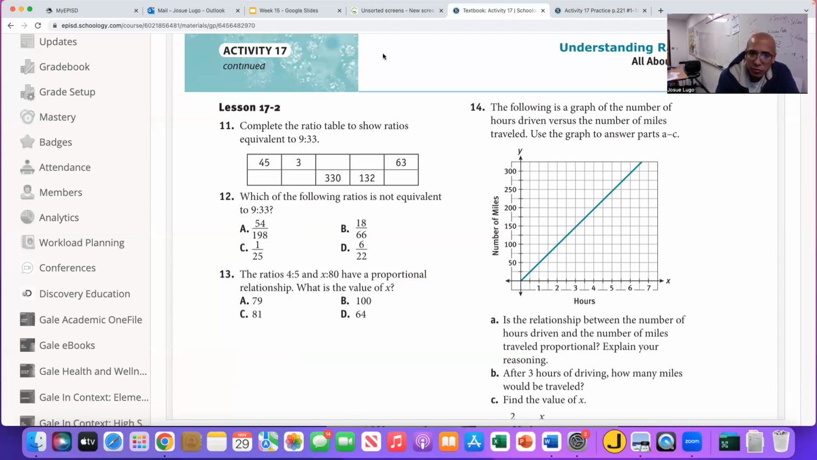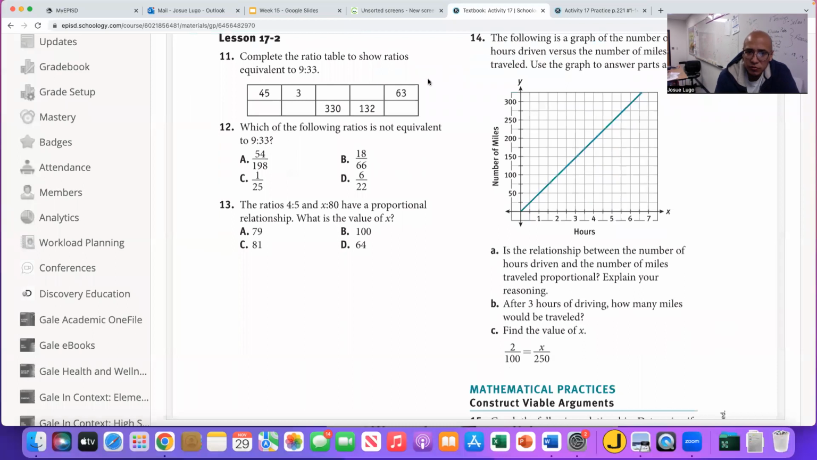And then finally, number 14, you're only doing 14C. You're using that exact same method to find the value of x. Don't worry about the graph. We'll talk about those later.